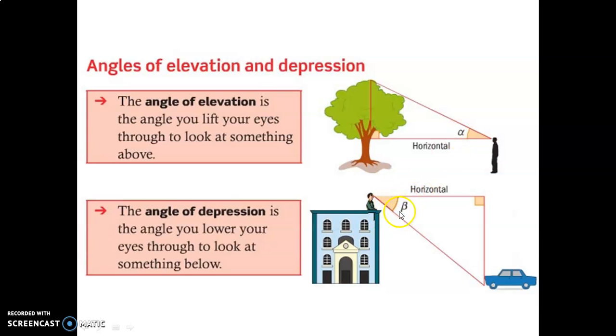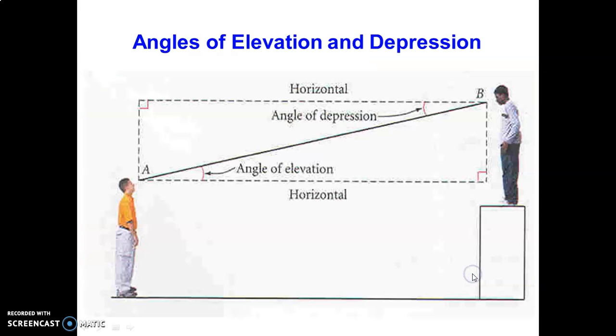Angle of depression is the opposite, looking down. So first, imagine you're looking straight ahead, horizontally, then you tilt your head down to look at something. That creates the angle of depression. A common mistake is students believe this angle right here is the angle of depression, but it is not. It has to be this one between the horizontal and the line connecting to there. Alright, so here's another diagram of that. Angle of elevation from the horizontal looking up, and angle of depression from the horizontal looking down.